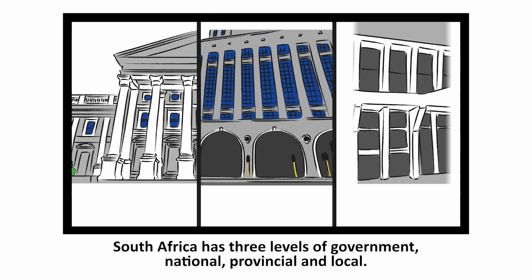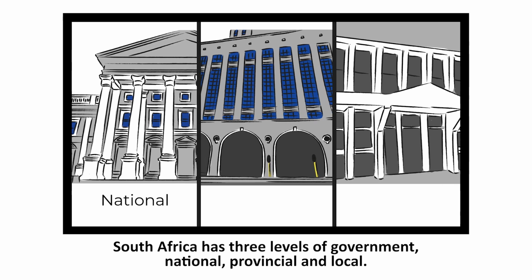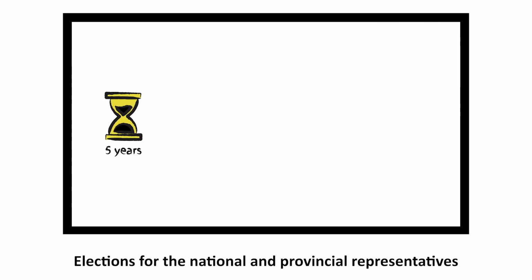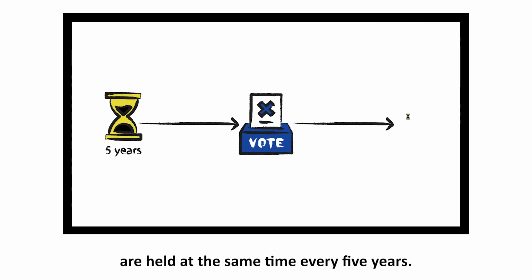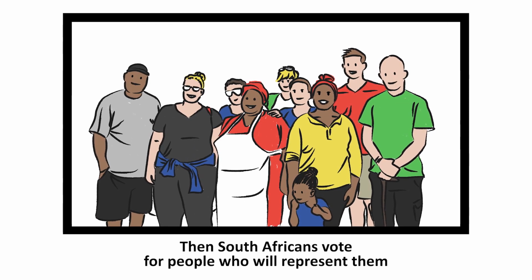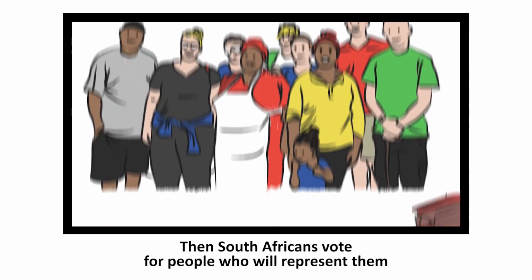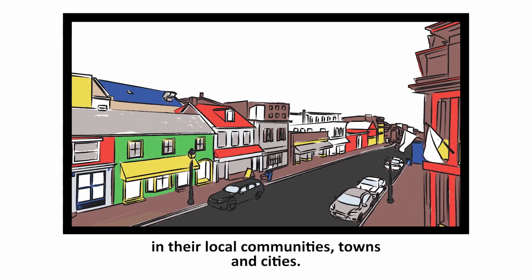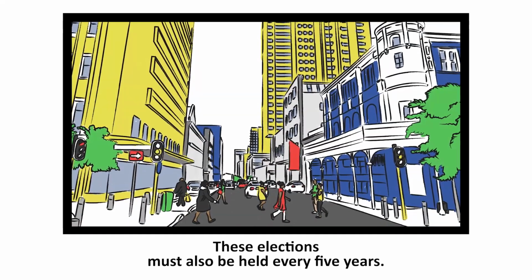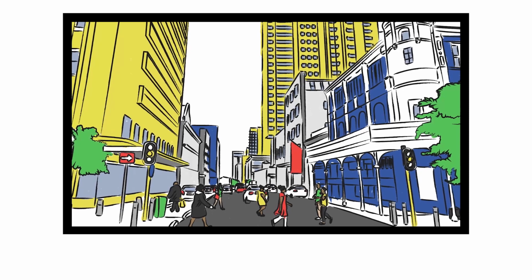South Africa has 3 levels of government: national, provincial, and local. Elections for the national and provincial representatives are held at the same time every 5 years. In between, there are elections for local government. Then South Africans vote for people who will represent them in their local communities, towns, and cities. These elections must also be held every 5 years.